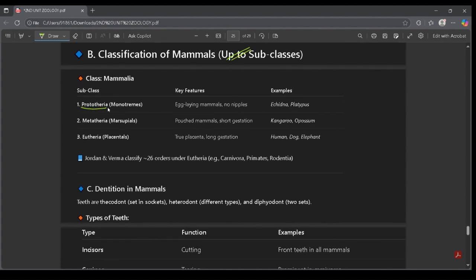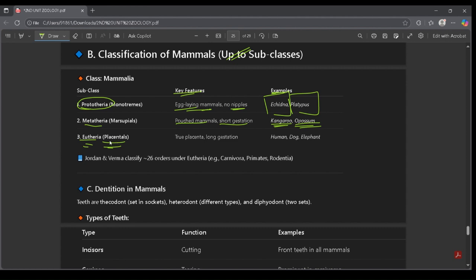Subclass being this, Prototheria. The key features being egg-laying mammals, no nipples. Examples being platypus and echidna. Then we have Metatheria. They're pouched mammals and they have short gestation. Examples being kangaroo and opossum. And Eutheria, placentals.